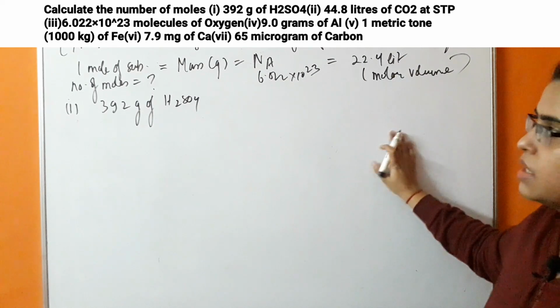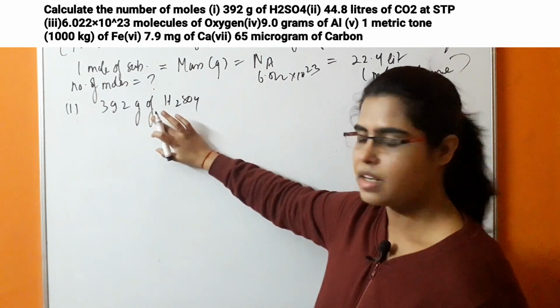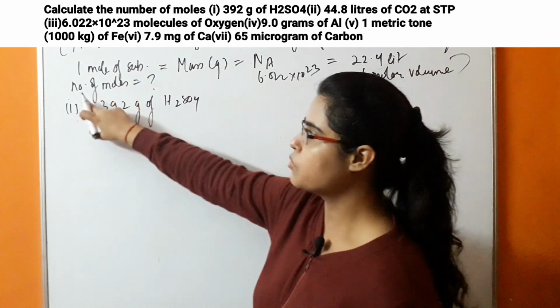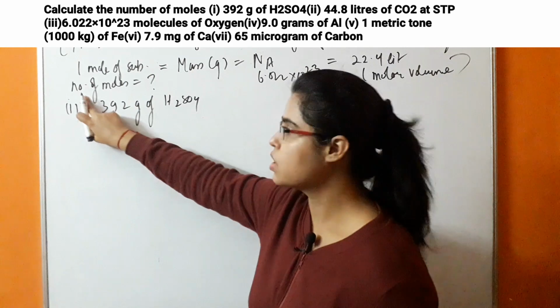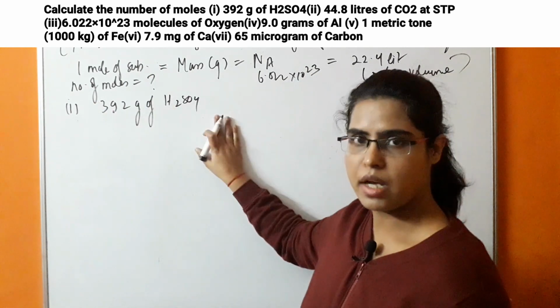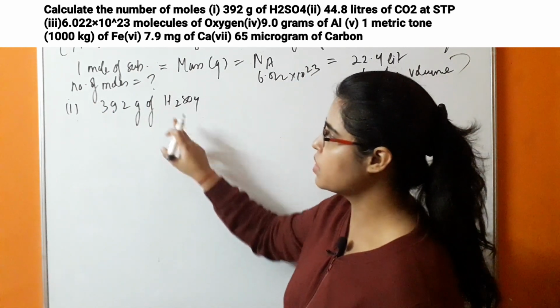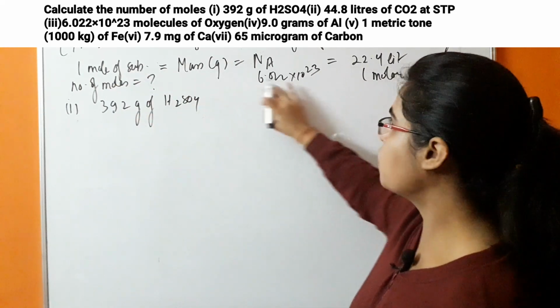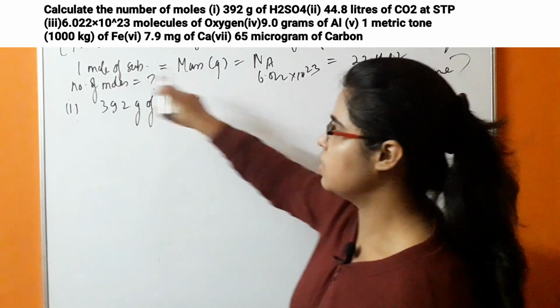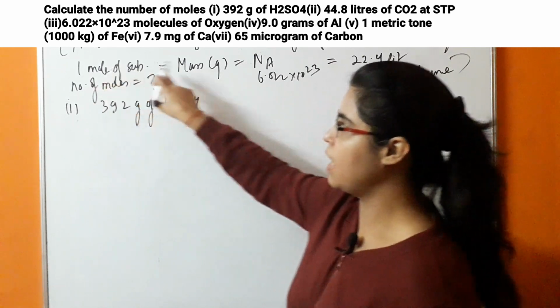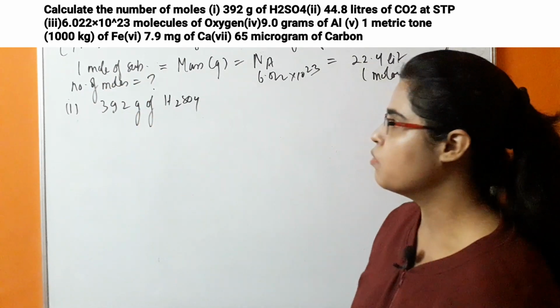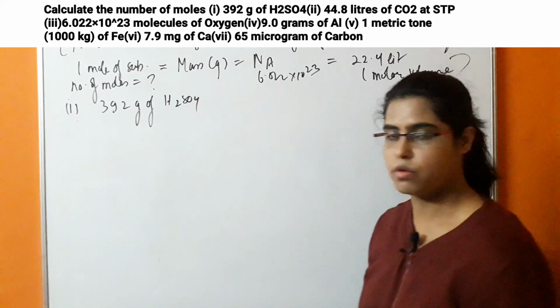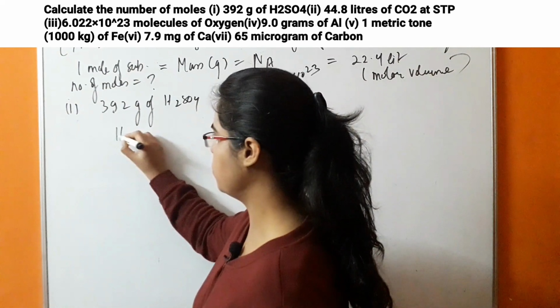In this case, first of all, look at the relationship. We have to find out the number of moles from this given mass. It means the relationship is between mole and mass. Other quantities will not be used. The relationship is between mole and mass. So first of all, what is the mass of H2SO4? What is the molar mass of H2SO4?